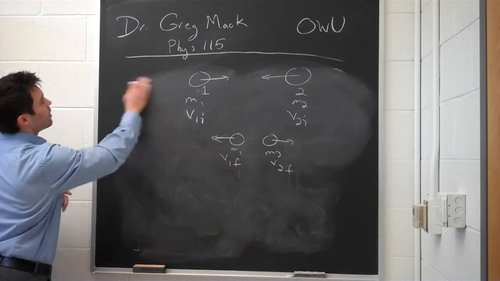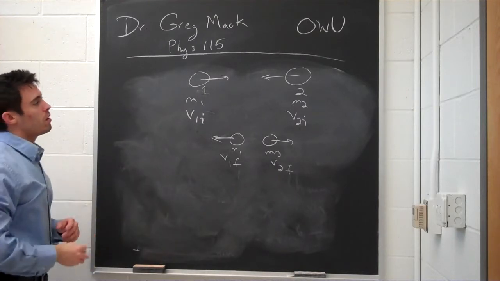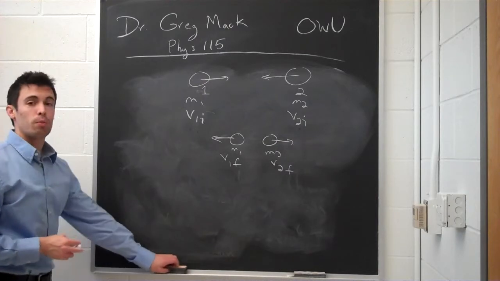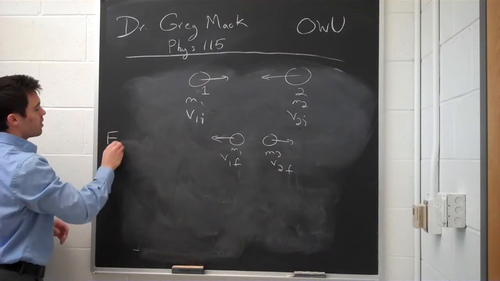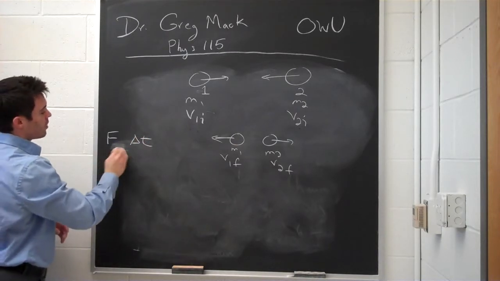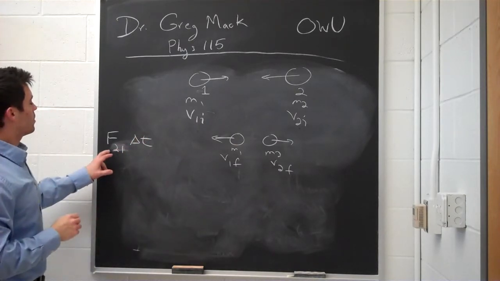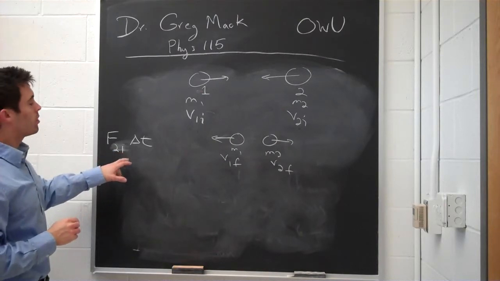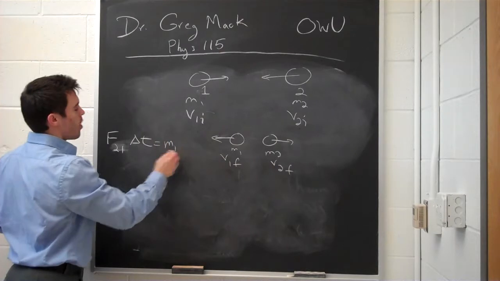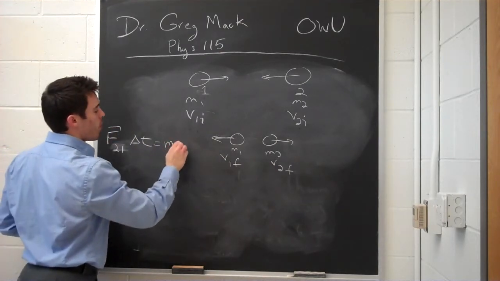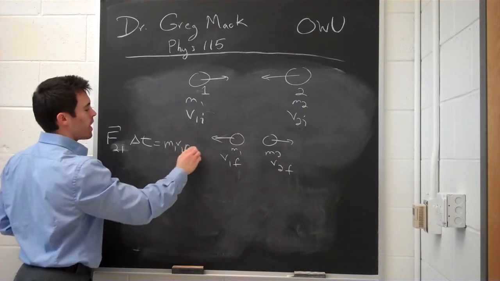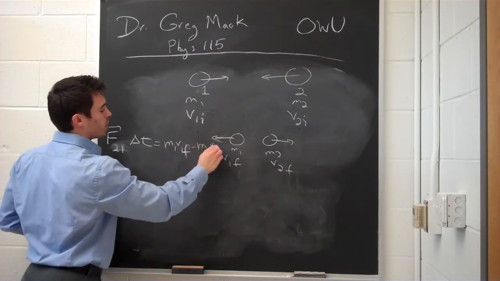So let's look at what is happening here with regard to the impulse momentum theorem. If we look at the force on particle 1 due to particle 2, F of particle 2 on particle 1 times delta t is equal to m1 v1 final minus m1 v1 initial.